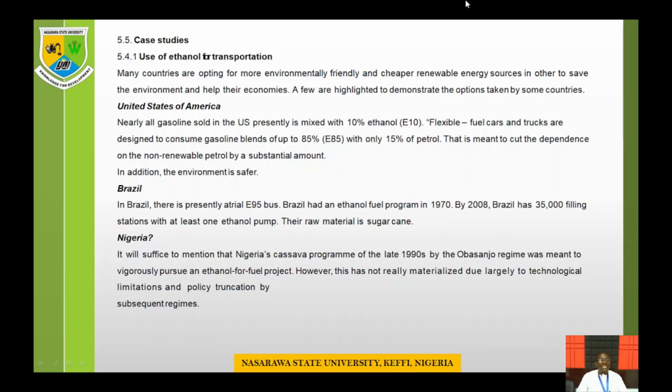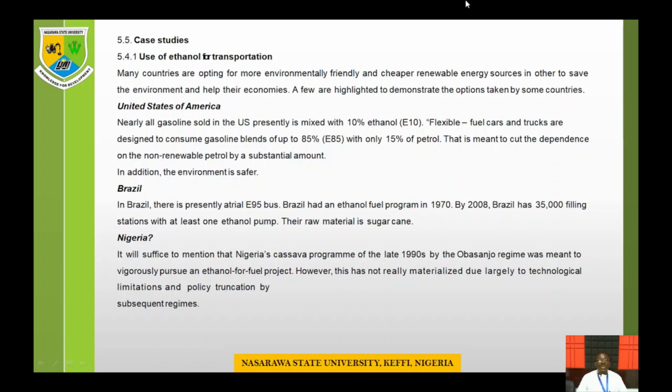The United States of America is the first case study. Nearly all gasoline sold in the US presently is mixed with 10% ethanol and is called E10, capital E10. Flexible fuel cars and trucks are designed to consume gasoline blends of up to 85% ethanol, that is E85, with only 15% petrol. That is meant to cut the dependence on non-renewable petrol by a substantial amount. In addition, the environment is safer.